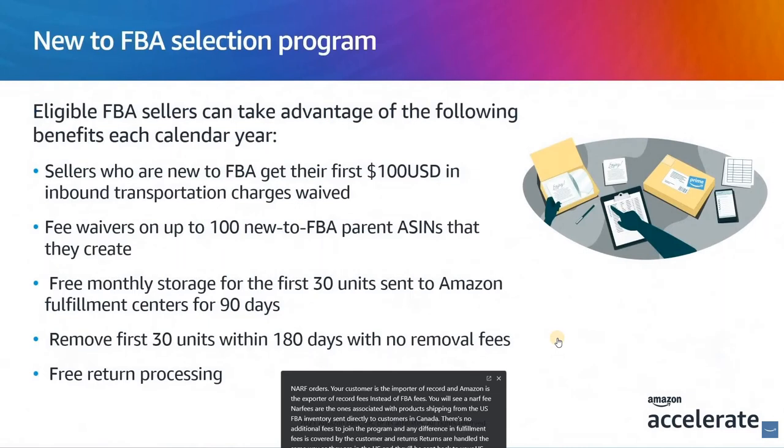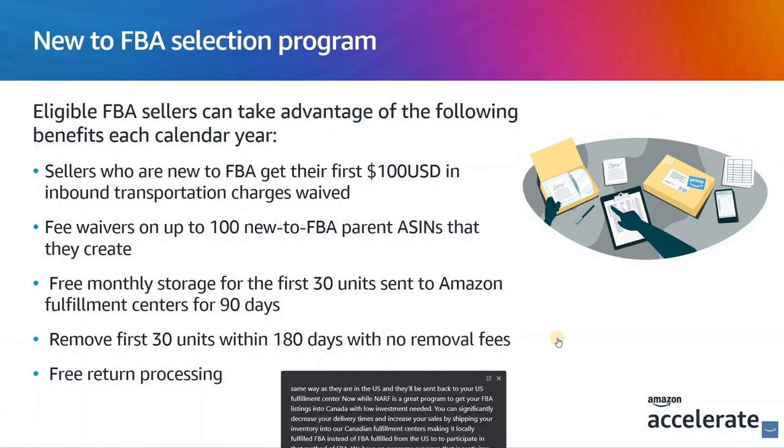Now, while NARF is a great program to get your FBA listings into Canada with low investment needed, you can significantly decrease your delivery times and increase your sales by shipping your inventory into our Canadian fulfillment centers, making it locally fulfilled FBA instead of FBA fulfilled from the US. To make it easier for you to participate in that method of FBA, we have an awesome program that incentivizes adding new selection into FBA.